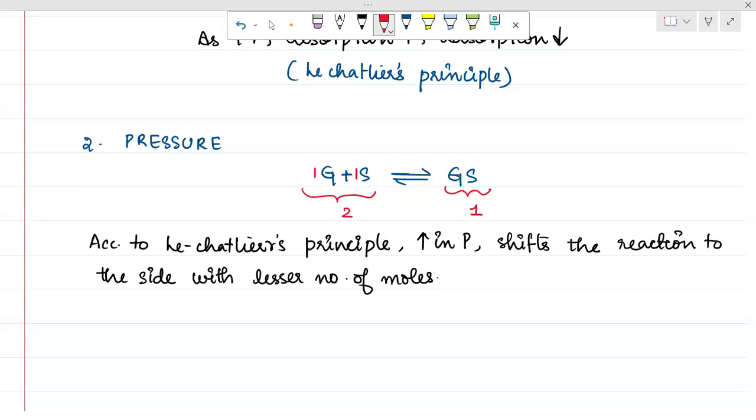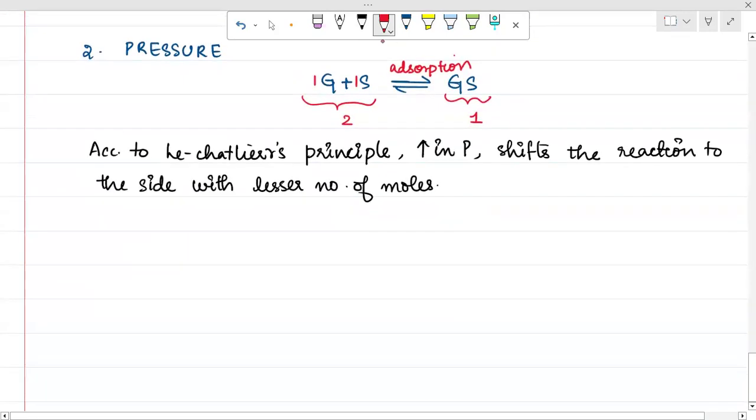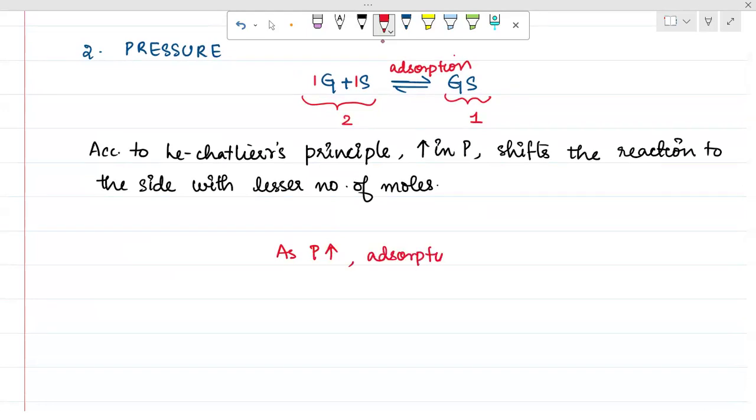Now, what is happening towards right? Adsorption is happening, correct? So what can we write? For physisorption, as pressure increases, adsorption increases. We have written this already in the column. And we are giving an explanation based on the Le Chatelier's principle, that's all. This is how we explain it.